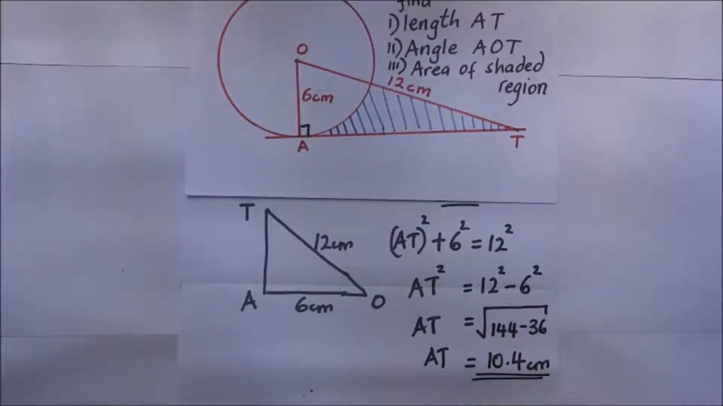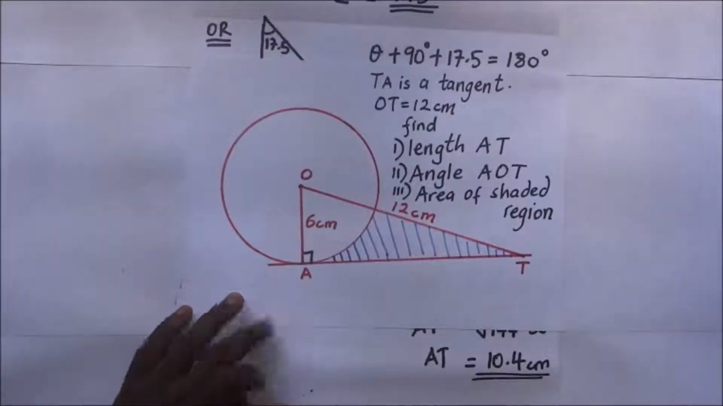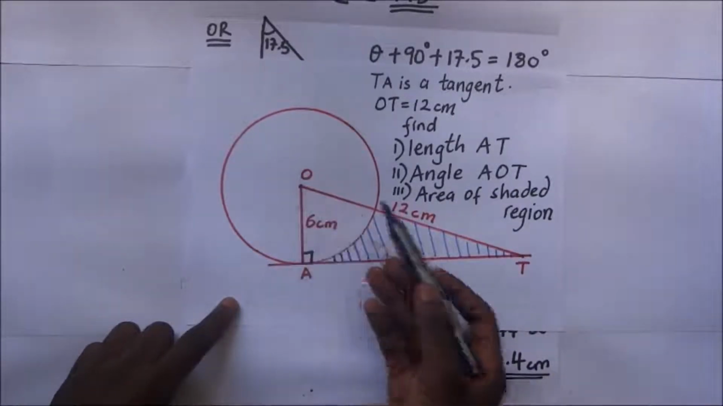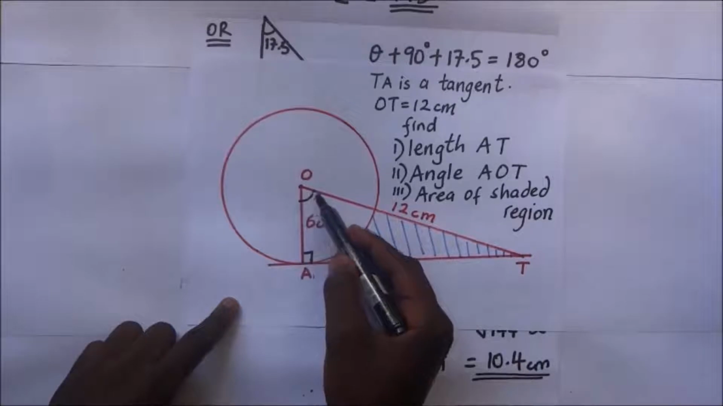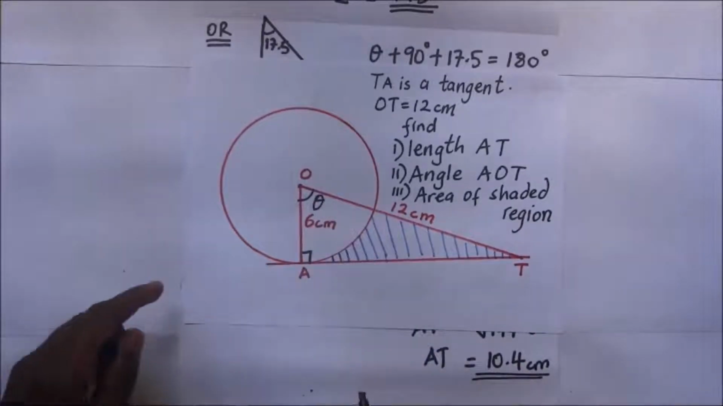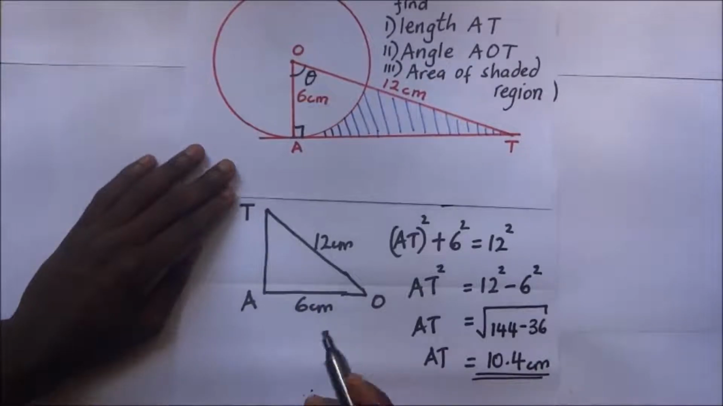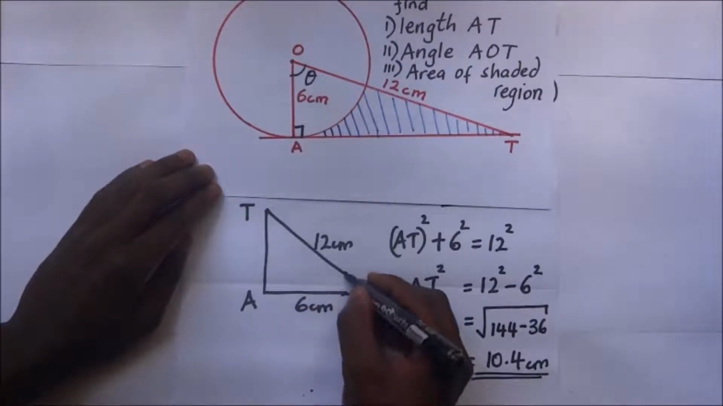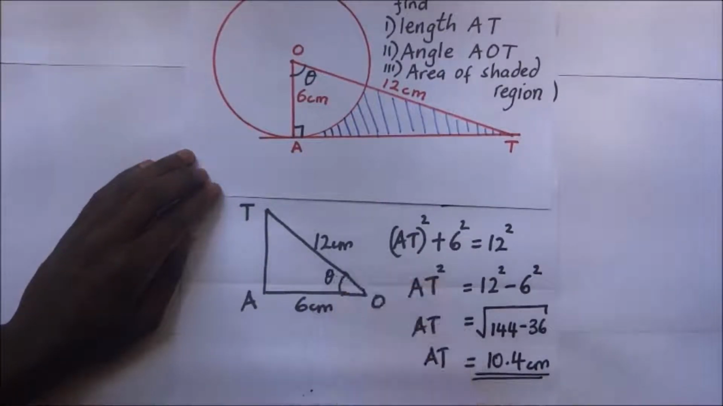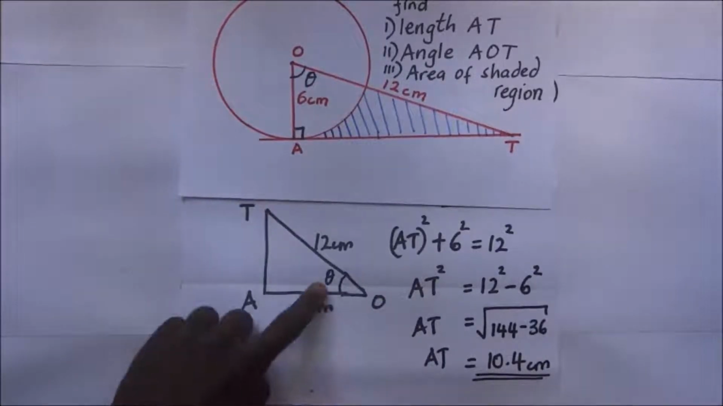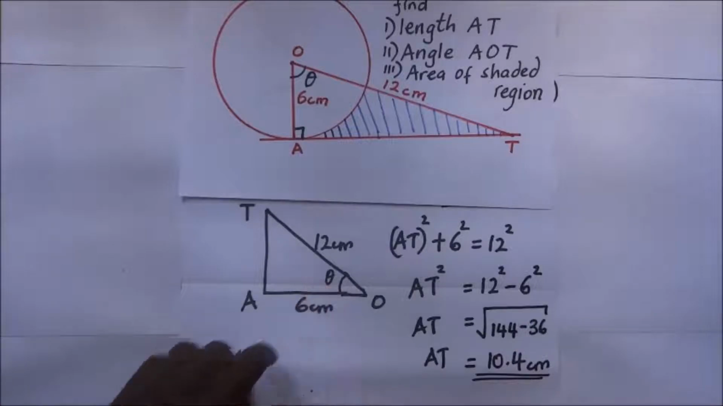Our next question is asking us to get the angle AOT. They want us to find that value. Let's name it theta. So if you're to transfer that to our little diagram here, they want us to get the value of theta. Now for us to be able to find the value of theta, we are going to use trigonometry. And in this case, we shall be finding the cosine of that angle theta.